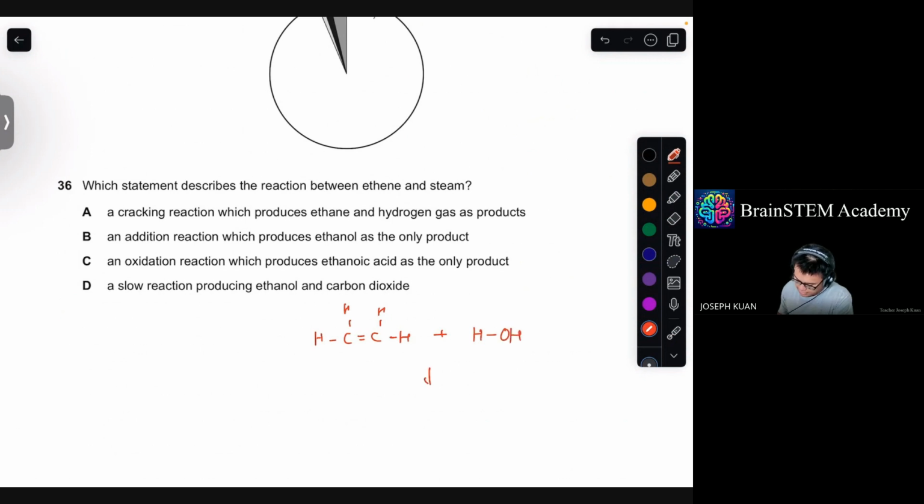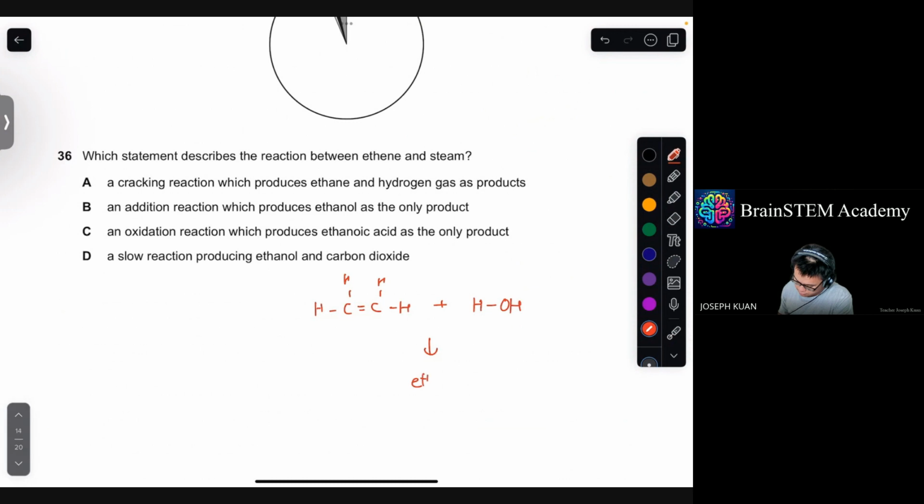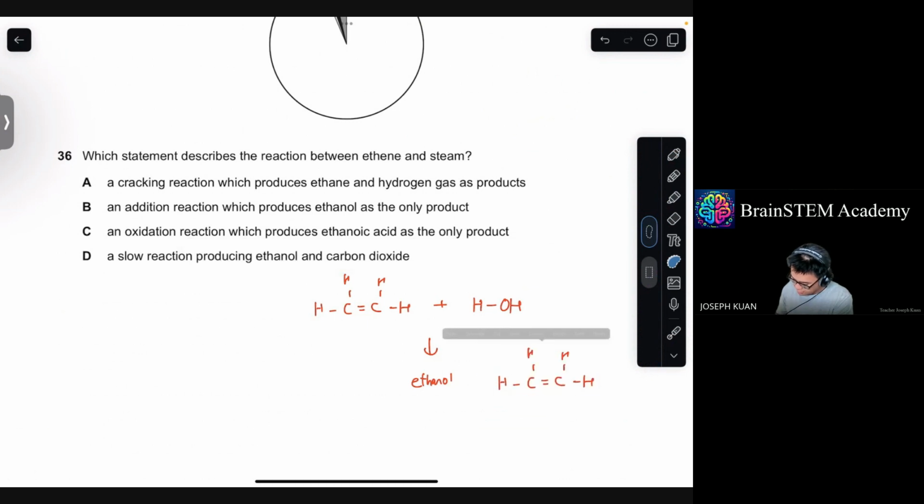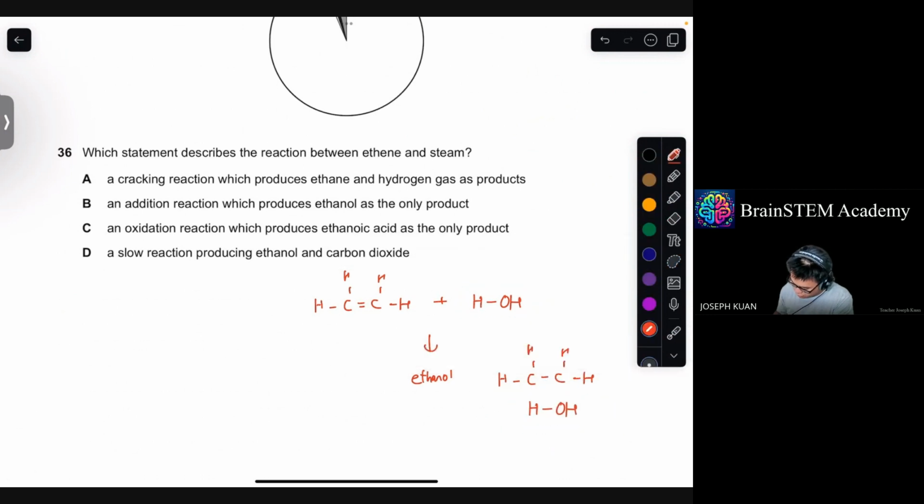To form ethanol, which is having this structure. Essentially, you copy this and paste. But instead, these two are added to the ethene structure. So it's an addition process which produces ethanol as the only product. Okay, cracking is for long chain hydrocarbons.